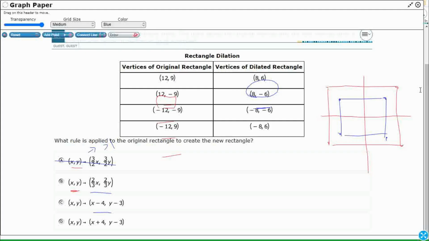I guess we could subtract if we wanted to, so maybe C, and then D has got a plus and a minus. That's not going to work. So we could just initially say, all right, it could be B or C.